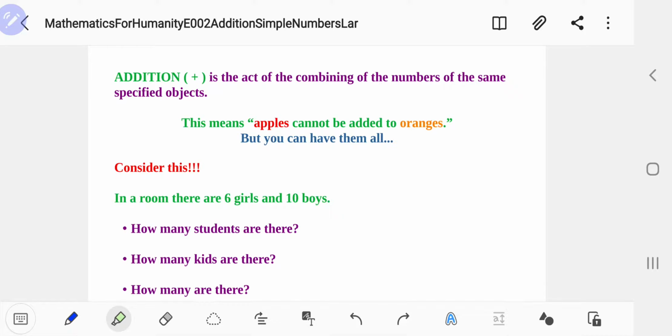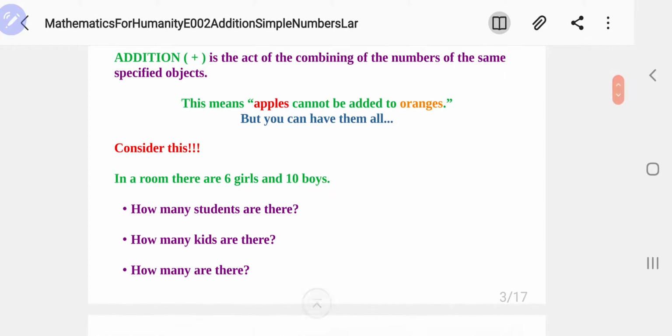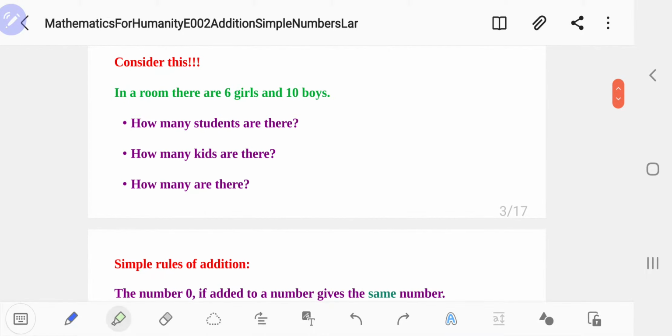So consider this. In a room, there are 6 girls and 10 boys. Which could be the perfect question for this? Let's check. How many students are there? Is that correct? No, this is not correct.